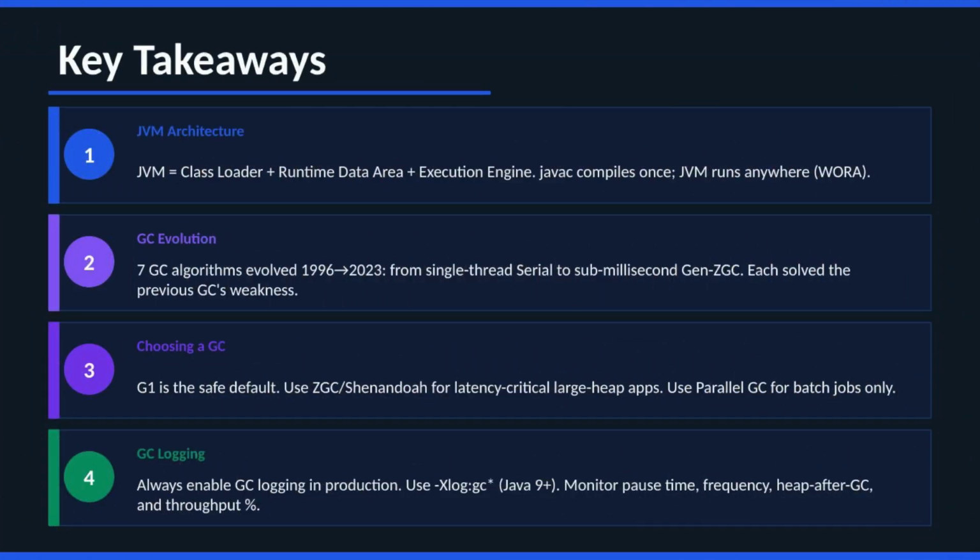Here are the key takeaways. Let's recap. The JVM consists of the class loader, runtime data area, and the execution engine. Garbage collection evolved from Serial GC to generational ZGC over nearly 3 decades. For most applications, G1 GC is a great default choice. For low-latency systems, look at ZGC or Shenandoah. And most importantly, always enable GC logging in production.